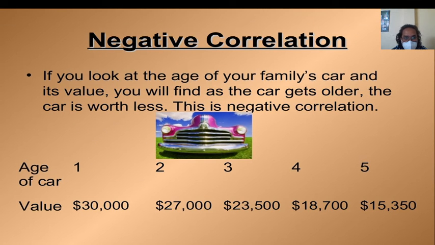Now, for example, if you look at the age of your family's car and its value, you will find that as the car gets older, the car is worth less. This is negative correlation. Diba? Habang tumatanda yung sasakyan, or habang tumatagal, yung value ng sasakyan ay bumababa. Kaya ang tawag daw dun ay negative correlation. Kasi tumataas yung age niya, bumababa yung value niya. That is negative correlation.